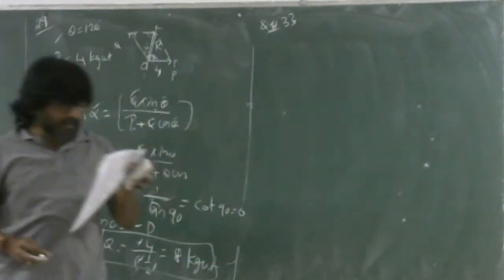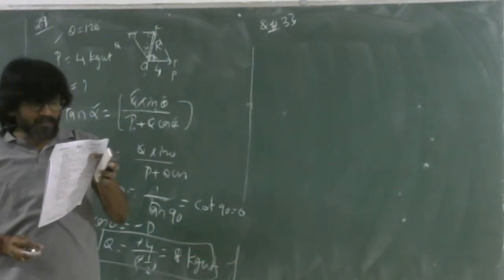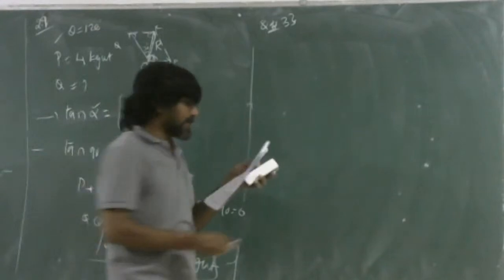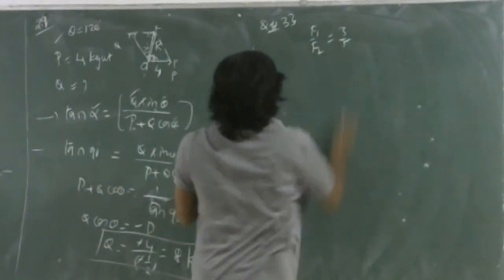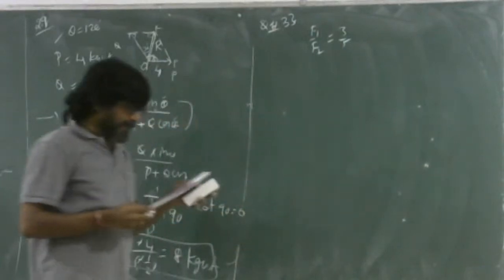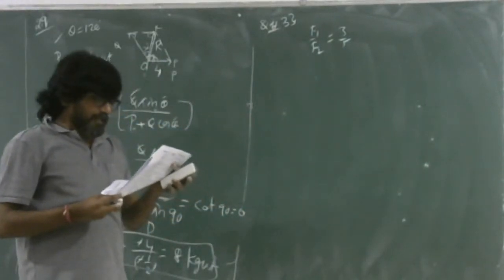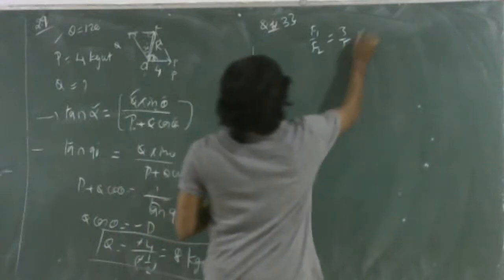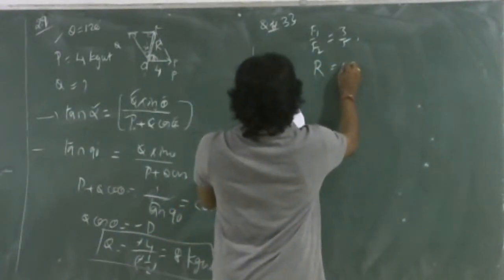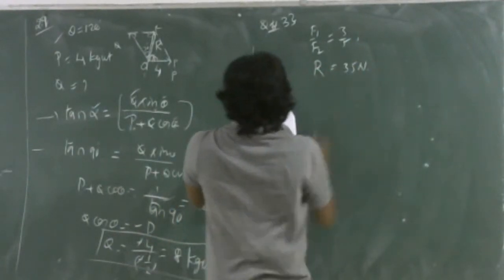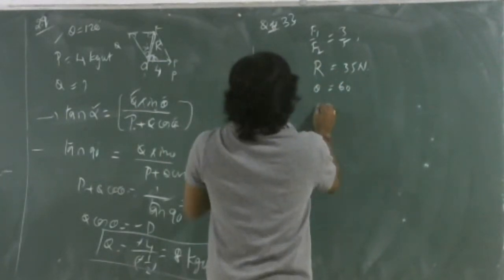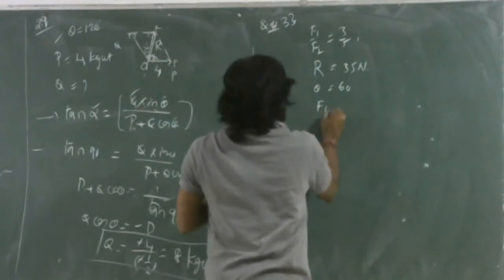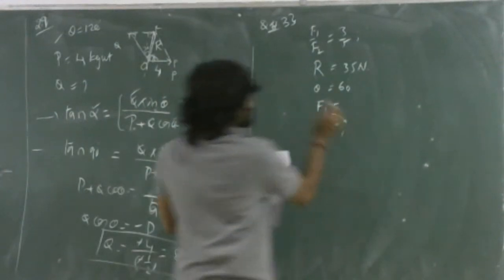It is given that two forces whose magnitudes are in the ratio of 3:5, F1 by F2 is equal to 3 by 5, give a resultant R equal to 35 Newton. If the angle between the forces is 60 degree, what is F1 and what is F2? That is the question.